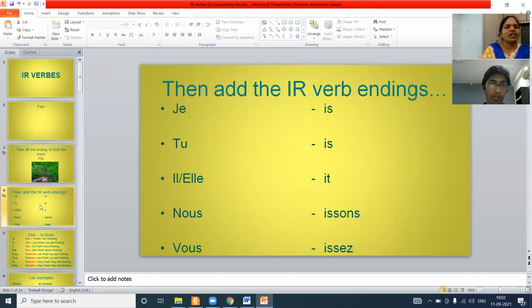So we have to remove IR and keep the following endings. Then add the IR verb endings. See, IR we have to remove, and what we have to add? IS, IS, IT, ISSONS, ISSEZ, ISSENT.